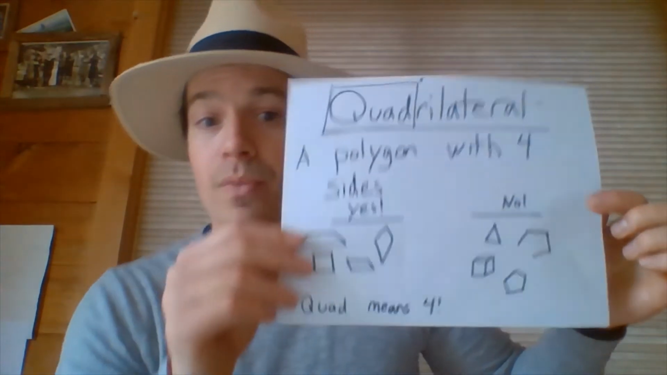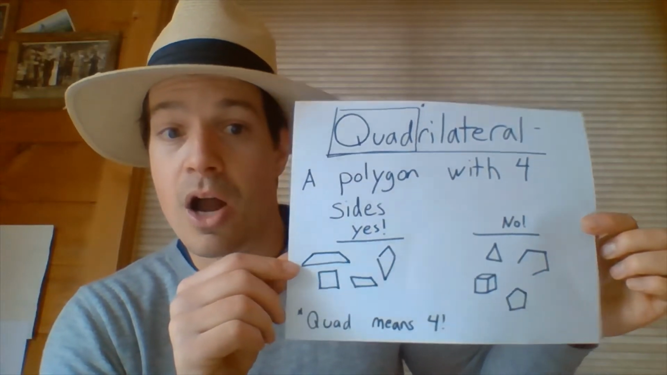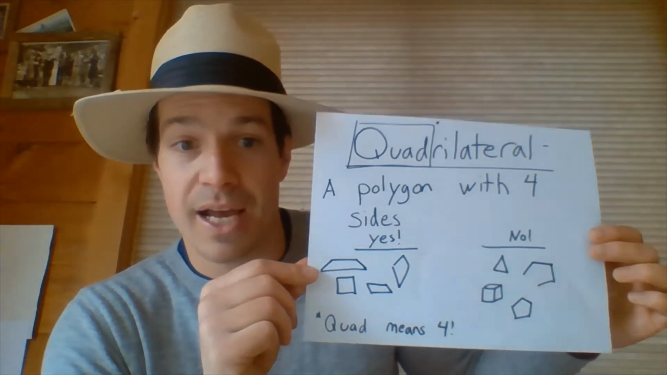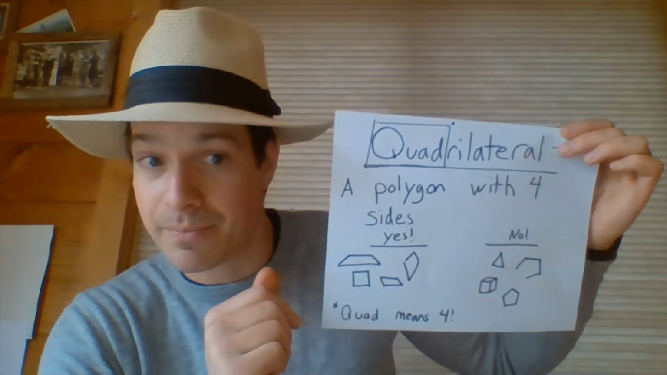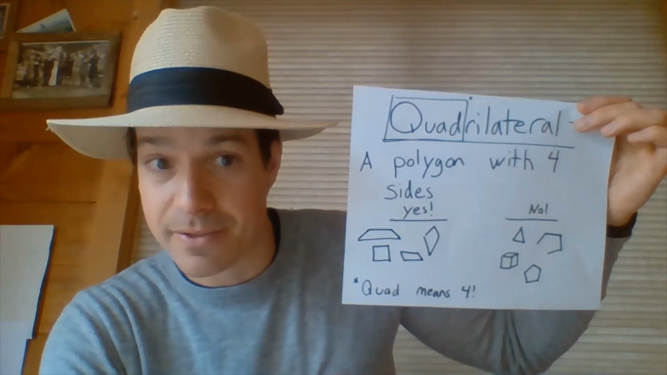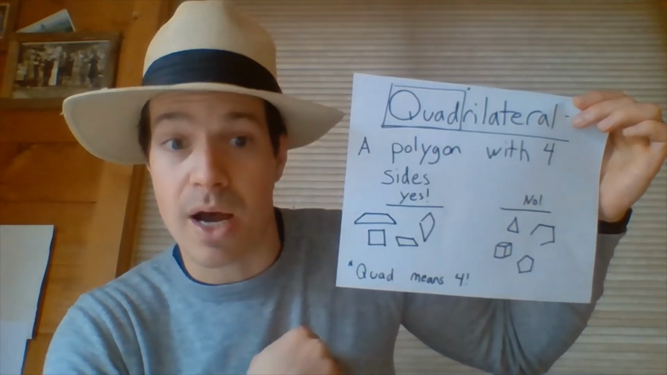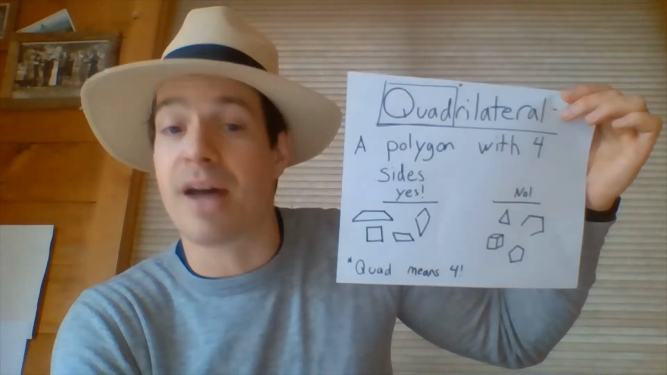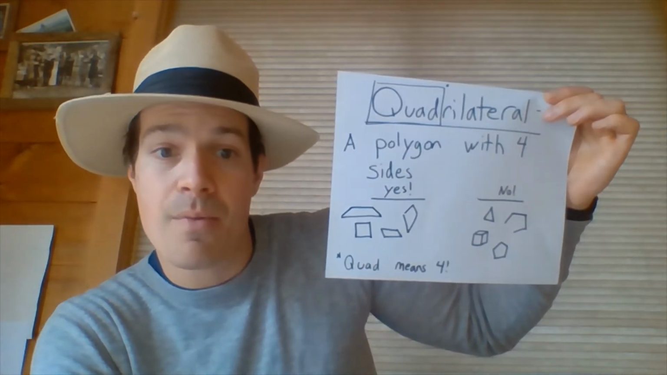The first kind of polygon we're going to talk about is quadrilaterals. A quadrilateral is a polygon with 4 sides. It has to be a polygon and it has to have 4 sides. If it has both of those, no matter what, it is a quadrilateral. You're going to see there are lots of kinds of quadrilaterals, but they all have 4 sides and they're all polygons.